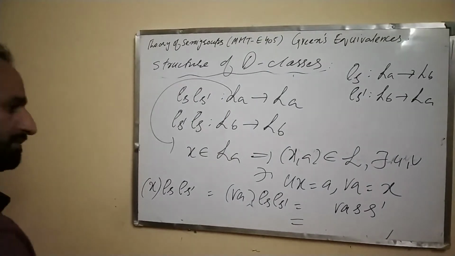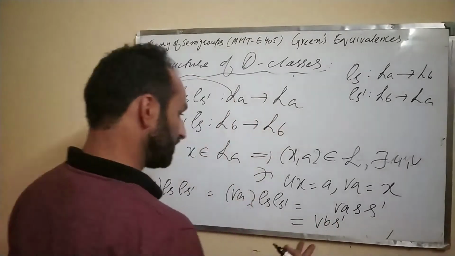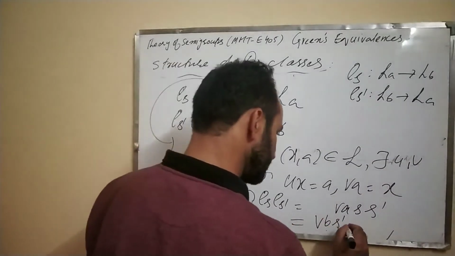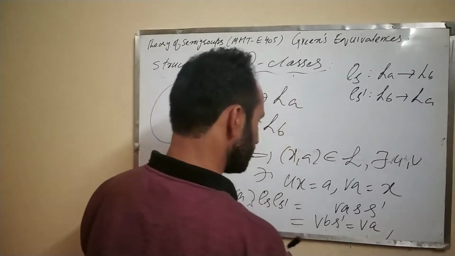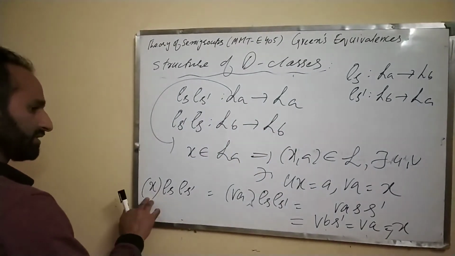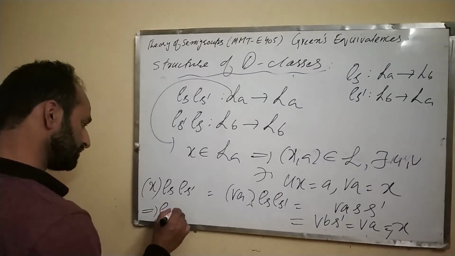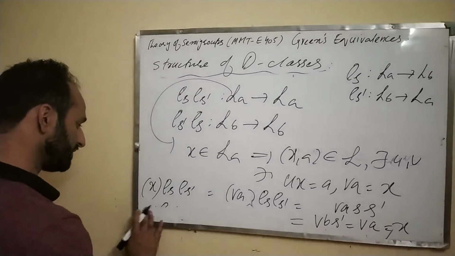What's as? It's actually b. So v, b, s dash. And what's bs dash? That's again equal to a. It's va. And what's va? It's equal to x. So rho s dash of x is equal to x, which means that rho s dash rho s is the identity.